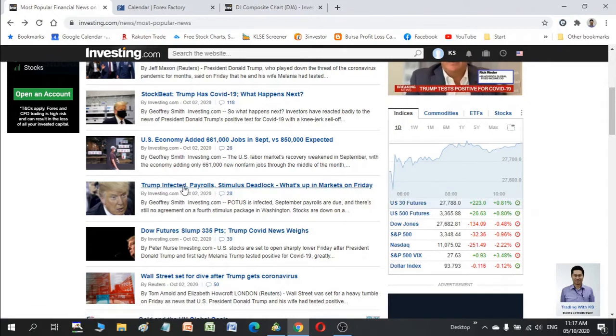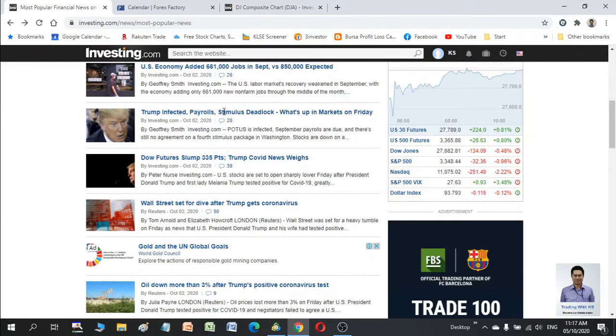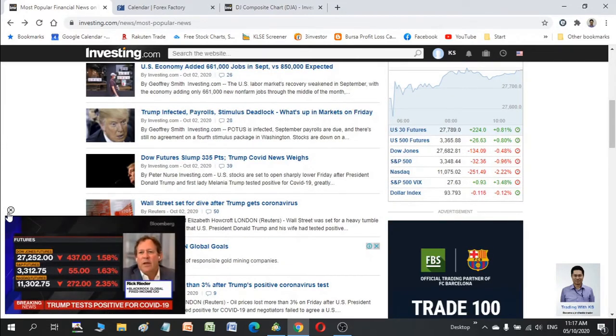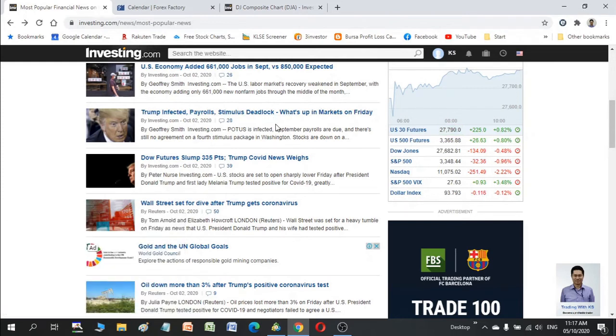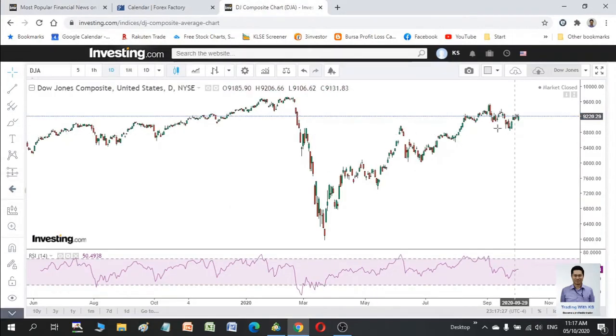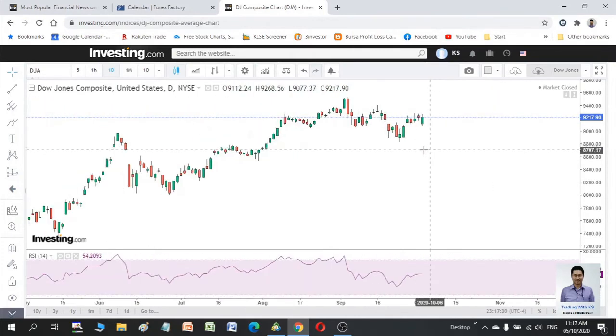This one we talk about the infection and the stimulus. Stimulus is not coming yet, no news yet. It doesn't look like the stimulus will come before the election, but who knows? The Dow Jones slumped 335 points on the COVID news this week. This is the chart. But it's not that big an impact on the Dow. Friday news: last week the market was still undecided, you know, whether it's positive or negative.